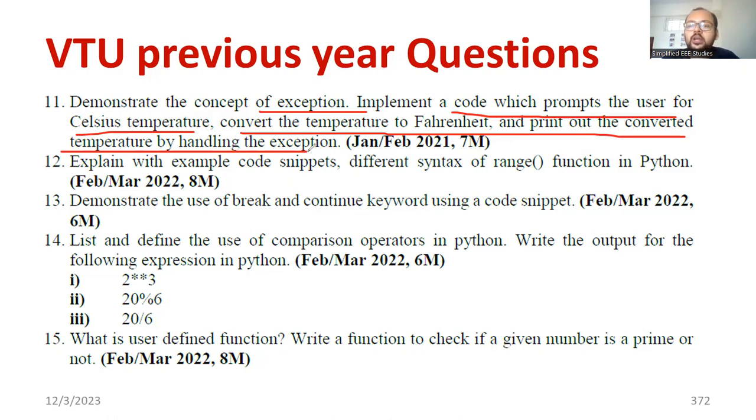There is a formula to convert Celsius to Fahrenheit and vice versa. You remember the formula, then for the remaining you can use conditions, and you need to use exception handling statements like try, except, etc., in case any decimal or some other values are entered. Then explain with example code snippets. I think this comes in the next module.